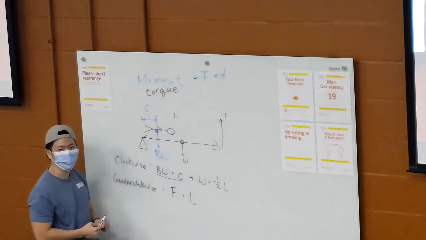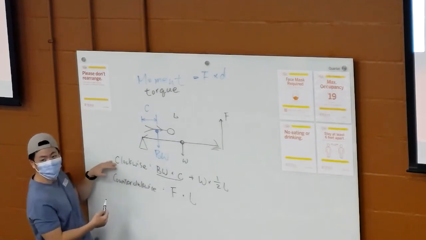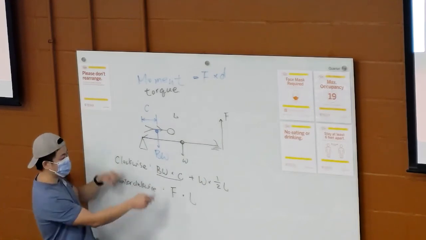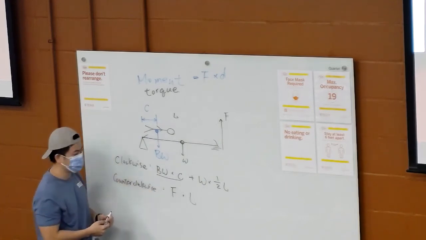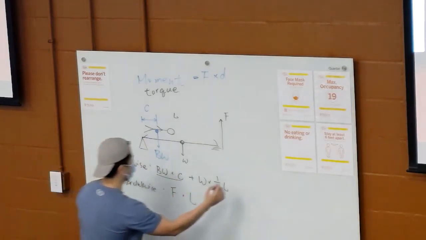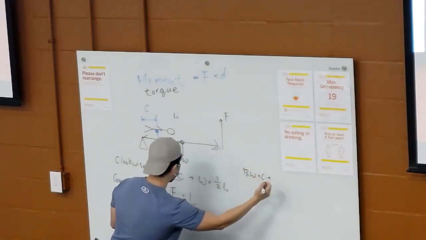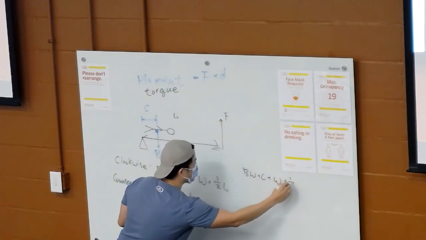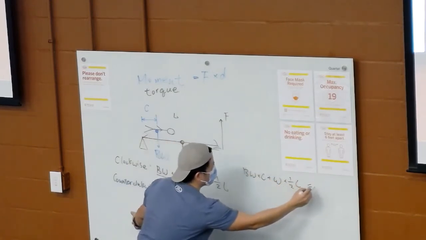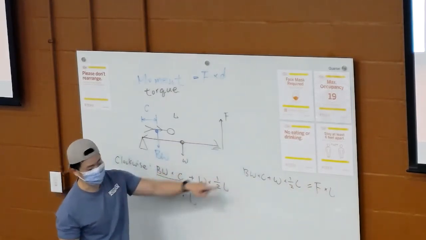Okay, makes sense? And what's next? We know clockwise torque is the same as counterclockwise torque, right? So these 2 equations should be the same. Then we can list here: BW times C plus W times 1/2 L equals force times L. The equation would look like that.